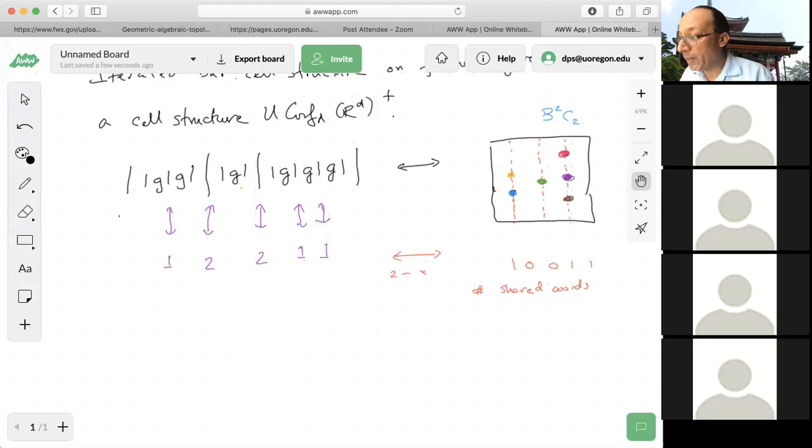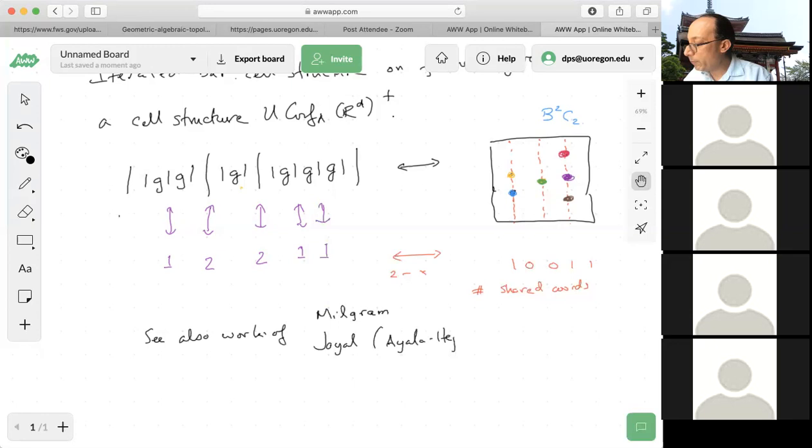It should be said that this cell structure is originally due to Fox-Neuwirth in the plane, but you can also see its work of essentially Milgram came up with a version of this, Joyal and Ayala Hepworth, and more recently in the context of this category theta n, for the quasi-categories kind of game, and Salvetti generalized this, but this is an example of a Salvetti complex. So these have been rediscovered for a bit, but they're deceptively simple.